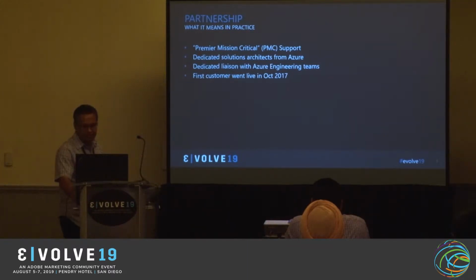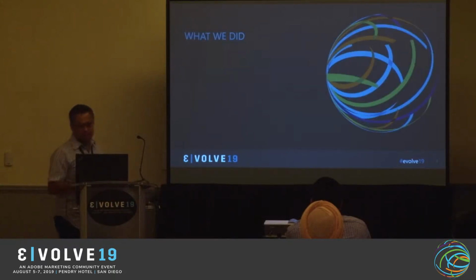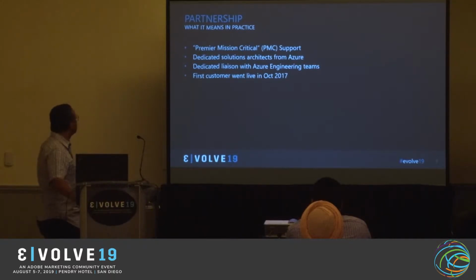In terms of the partnership itself, what it really means is that we have one of the highest levels of support that Microsoft offers, called Premier Mission Critical. We also have assigned solutions architects from Microsoft that we work with. There's one dedicated to AEM, by the way. We also have a named liaison from Microsoft that gives us a direct line into Azure engineering and product management. The first customer went live in October 2017. So we were able to get our first customer live on Azure within one year of that big announcement. And as I mentioned, since then, we've had 130 customers and growing.